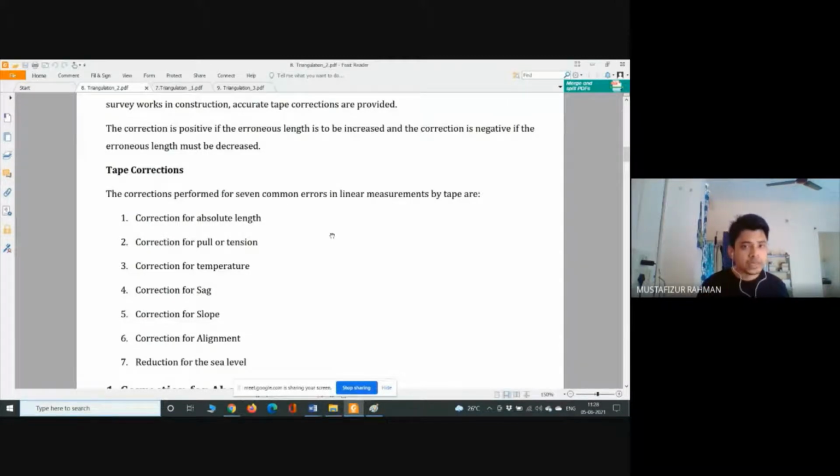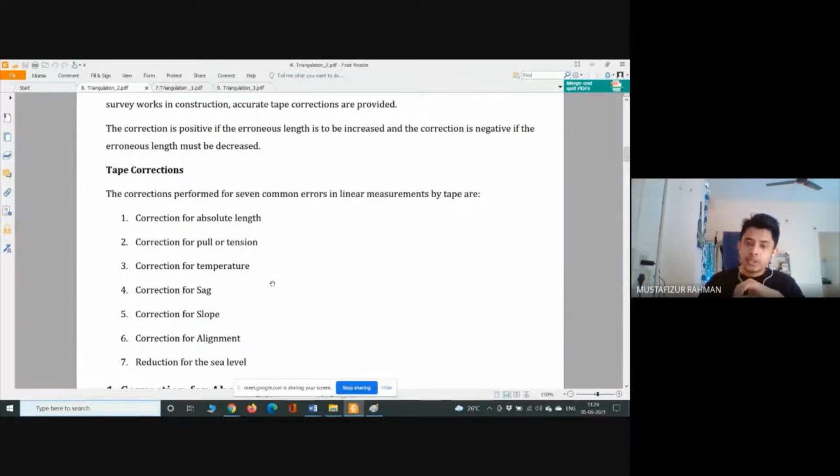Like that. There can be corrections for temperature, because there will be a temperature at which the tape or the chain was standardized. Say for example, it was prepared or calibrated around 30 degrees. Now we are working in an environment where the temperature is 40 degrees Celsius. So there may be elongation in the tape or chain, and then again it is no more 30 meter. It is, say for example, 30.5 meter.